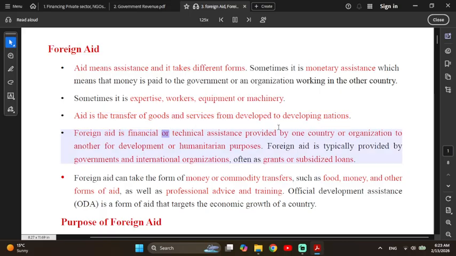Foreign aid is financial or technical assistance provided by one country or organization to another for development or humanitarian purposes. Foreign aid is typically provided by governments and international organizations, often as grants or subsidized loans.